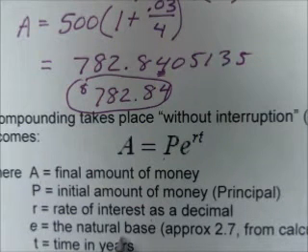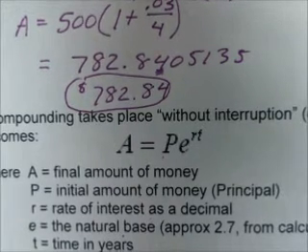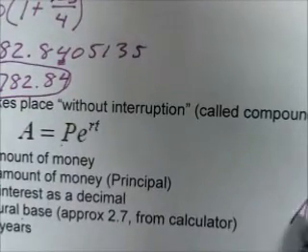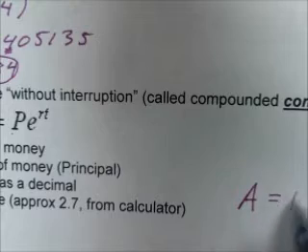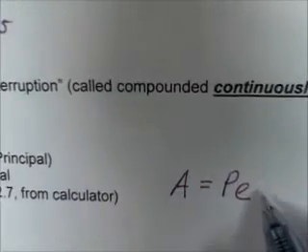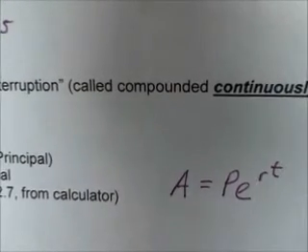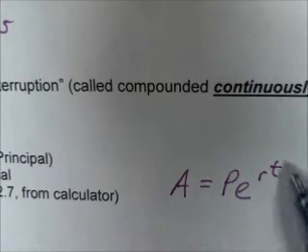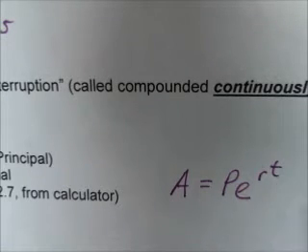Another word for e is the natural base. We'll look at that more closely in the next chapter, chapter 8. And t is the time in years. So we need to know this formula, so let's write it down. A equals P e raised to the rt. Now, it's just e that has the exponent rt, right?